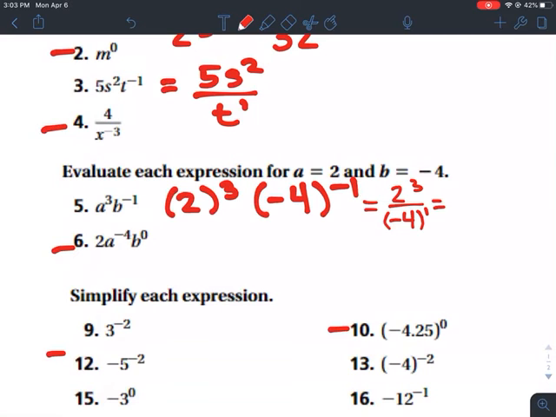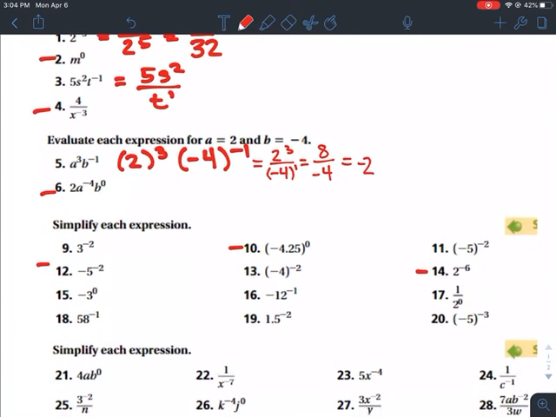So 2 to the 3rd power is 2, times 2 is 4, times 2 is 8. And then that negative 4 to the 1 power is just negative 4, and 8 divided by negative 4 is negative 2.